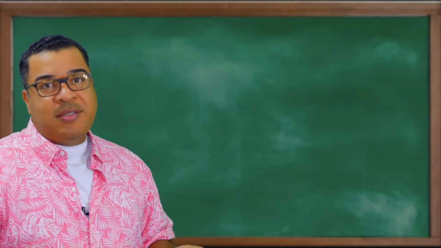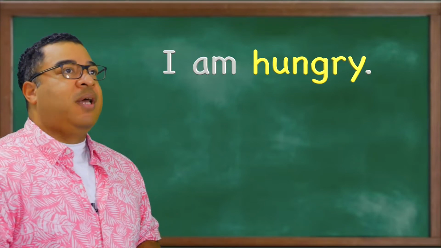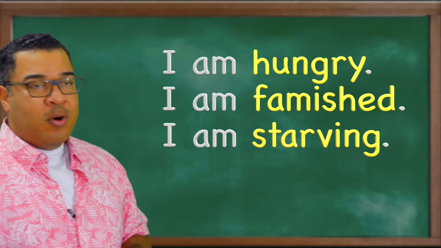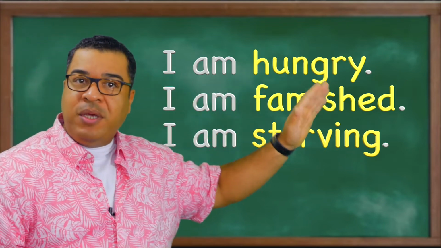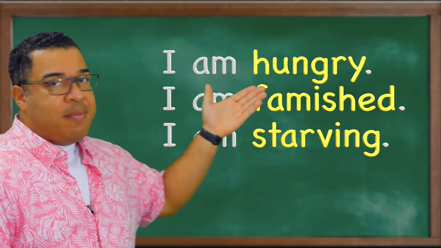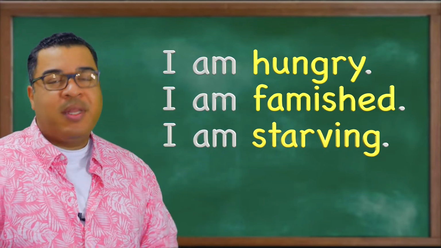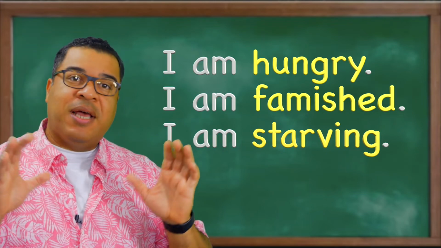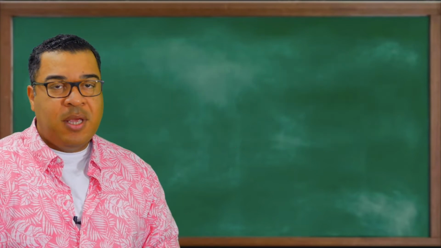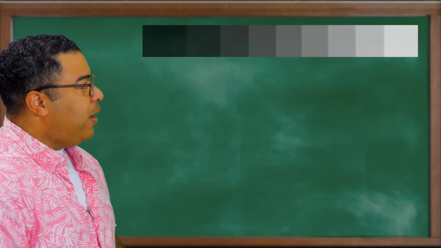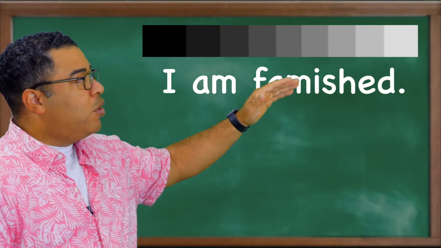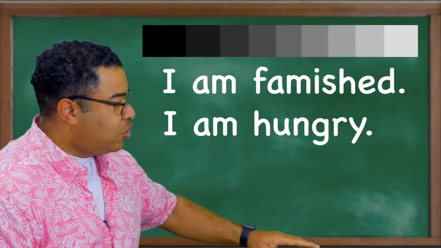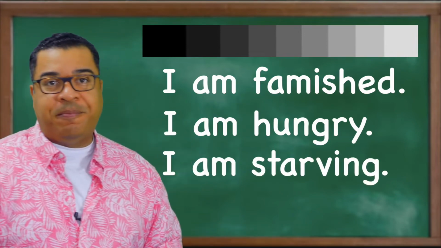Another example, if I said to you, I am hungry, I am famished, I am starving, if you had to put that in order from strong, medium to weak, where would famished, hungry, starving go? Now, of course, this might change a little bit depending on the person and the context of the sentence that they're using, but basically, you might have famished, which is more of a light gray. Then you might have hungry, which is a medium gray. And then starving would be a dark gray.